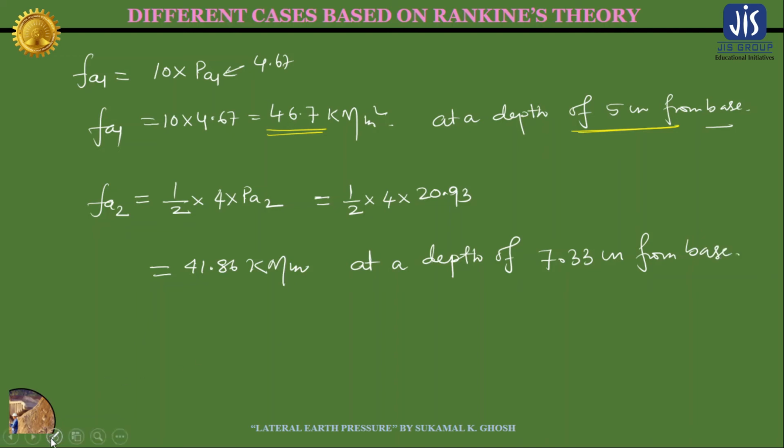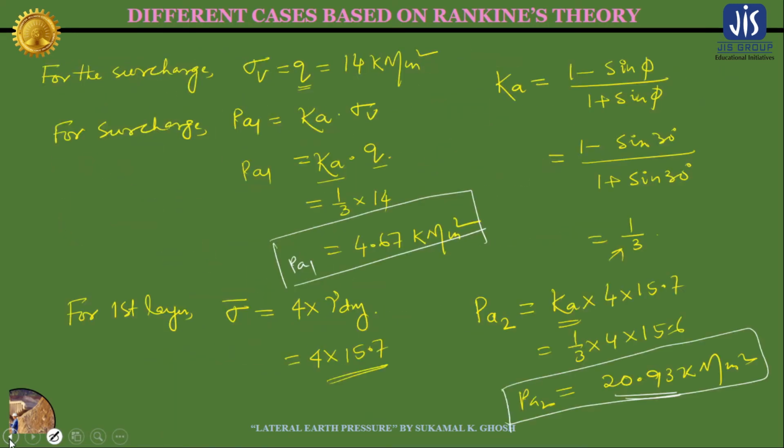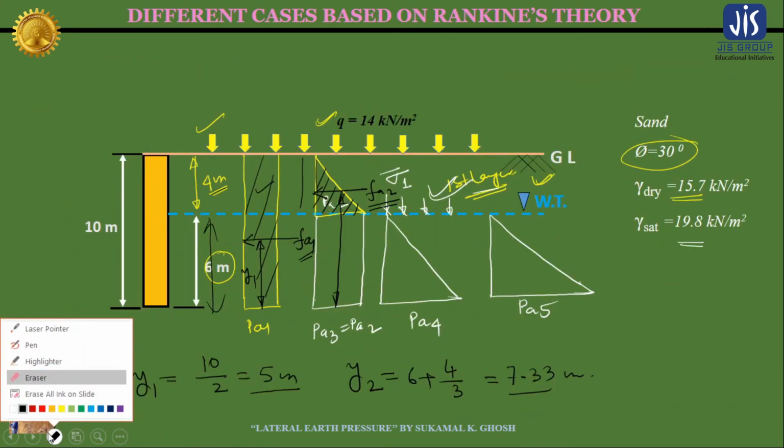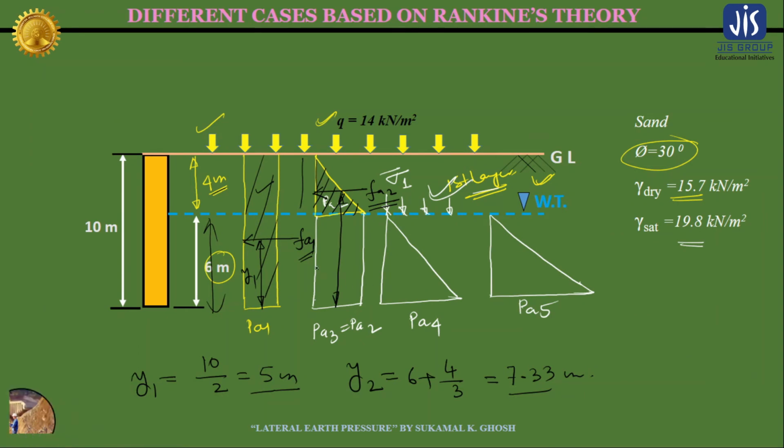Okay, so the value of this Fa2 is 41.86 kilonewton per meter, and it is acting at a depth of 7.33 meter from the base. Okay, now in the same way, here the Fa3 will act. Okay, now here the Fa4 will act, and here the Fa5 will act.